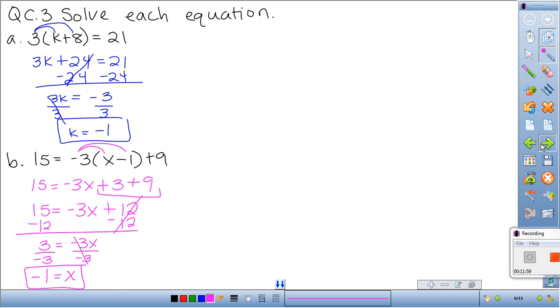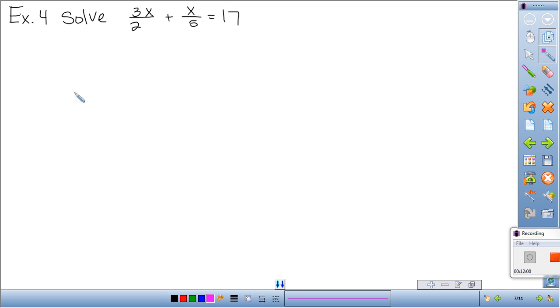Okay, let's look at example 4. In example 4, we come to our fractions. And I know how most people feel about fractions, but remember, fractions are your friend. They make solving easier. So in this example, we're going to learn 2 different methods for solving equations with fractions in them. In method 1, that's what we'll do first.